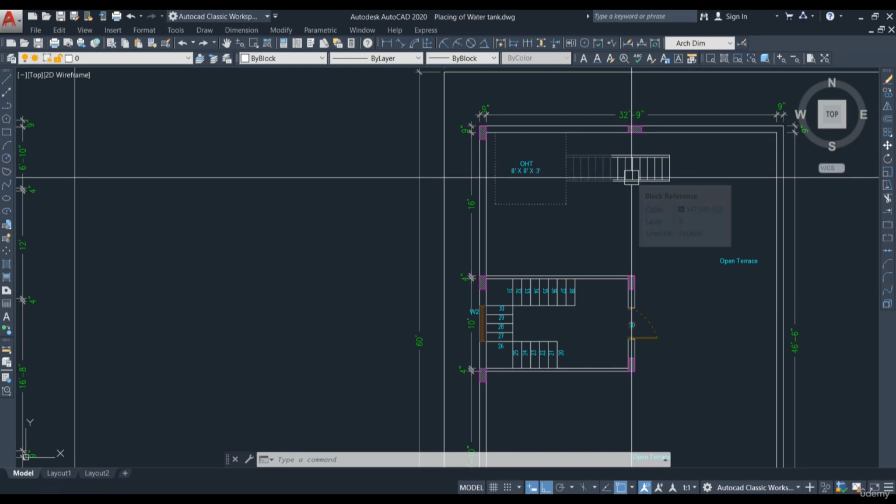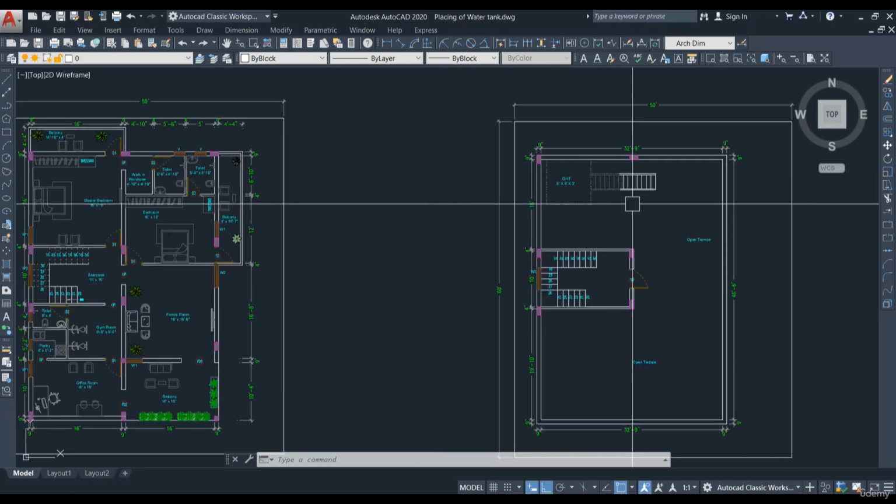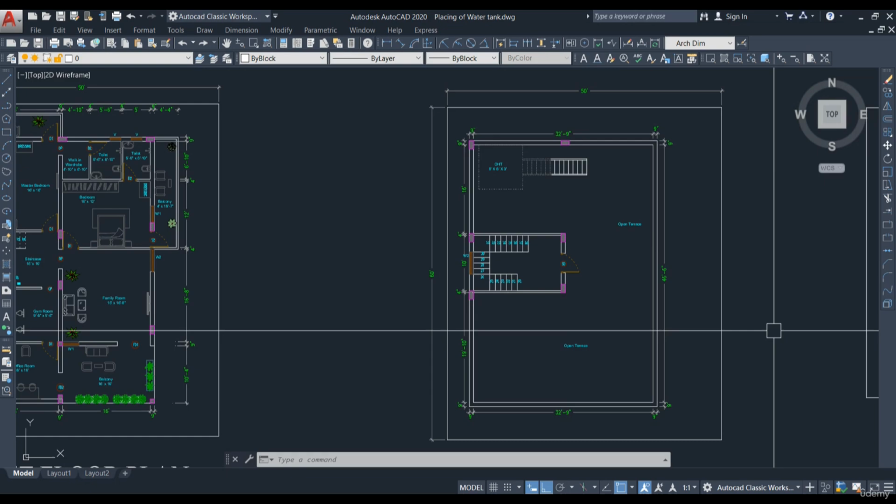This steel ladder is provided for maintenance purposes. I hope you have learned how we can place the overhead water tank in the terrace floor. That's all about this lecture. Let's meet in the next lecture.